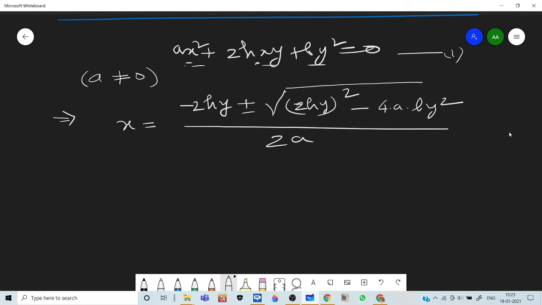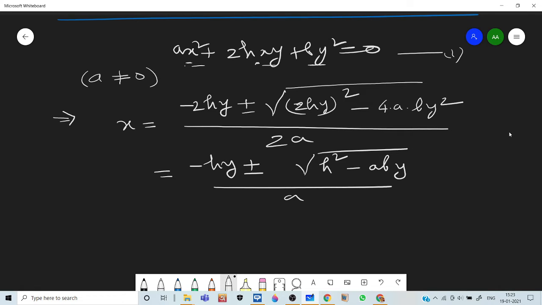Cancelling the term 2 from numerator and denominator, we get x equal to minus hy plus or minus the root of h square minus ab into y square, divided by a. Taking y square out of the root, we get the root of h square minus ab into y.